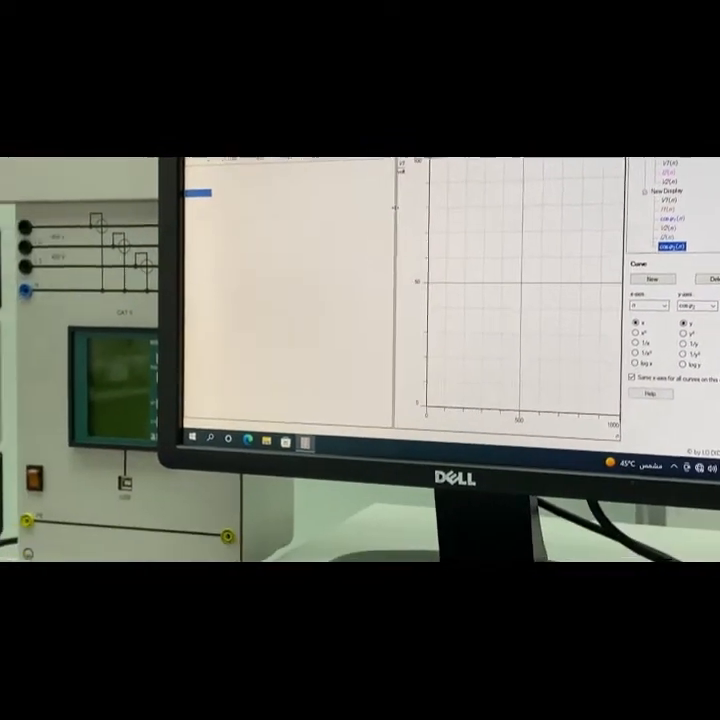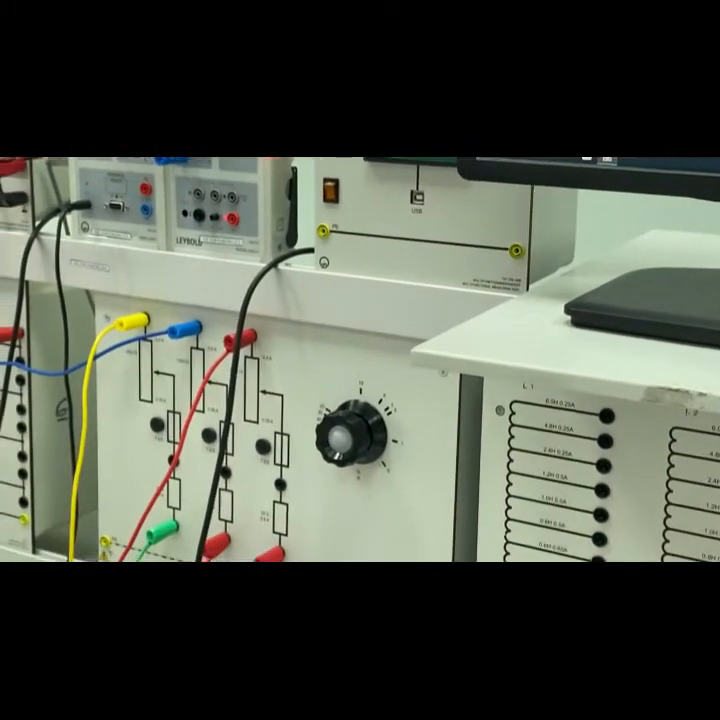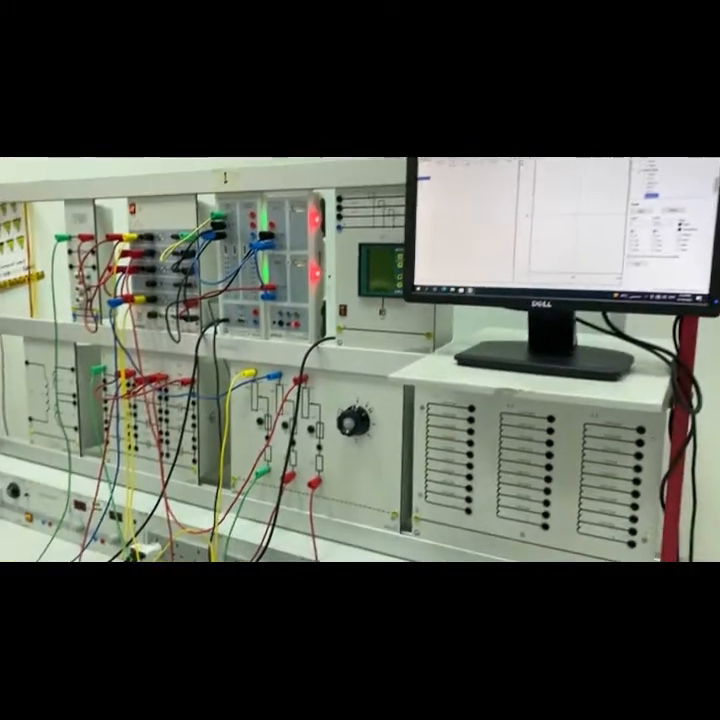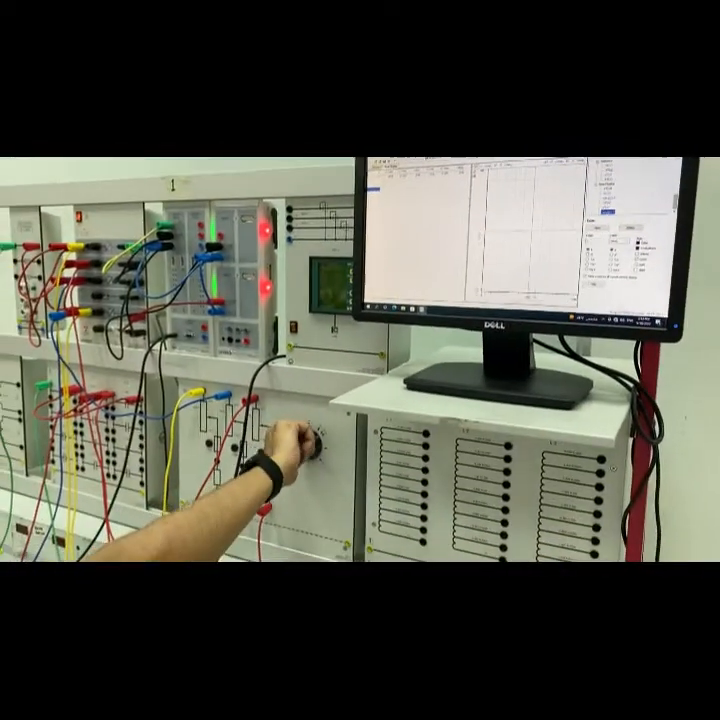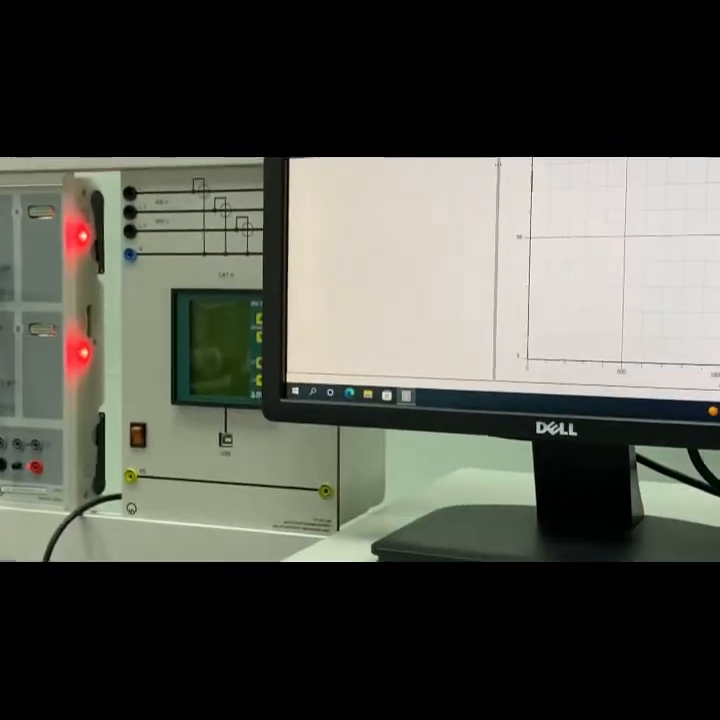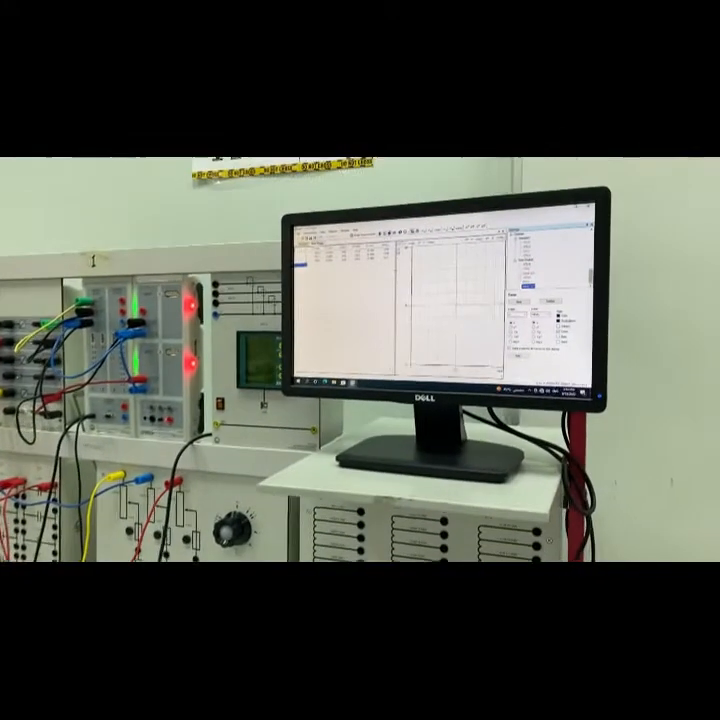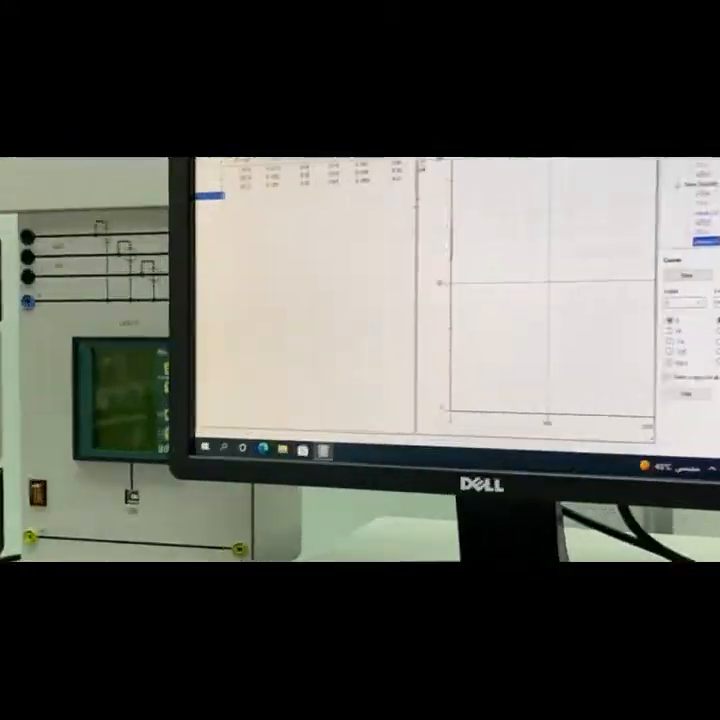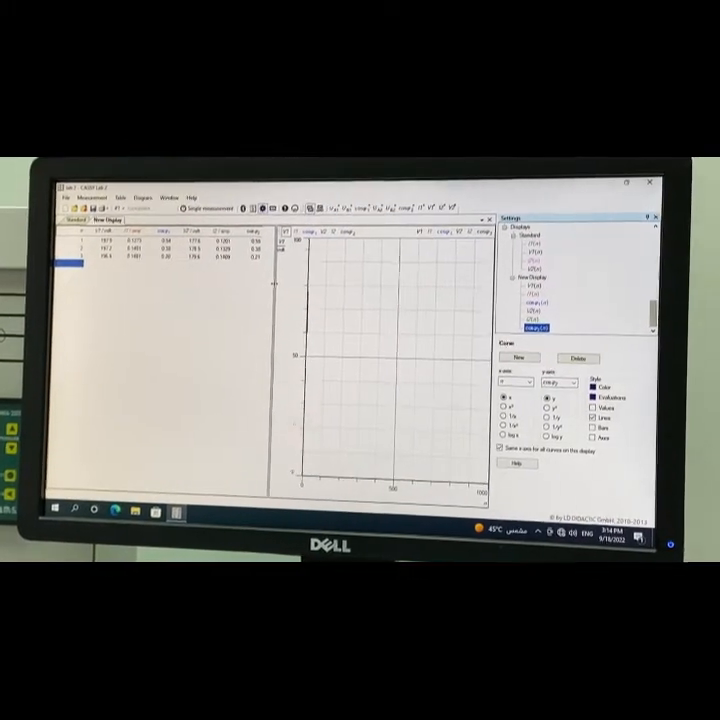Initially we'll start with 100%. Just press F9. Then 60% is F9, and 30% again F9. So the values we are getting are the values for our RC circuit.